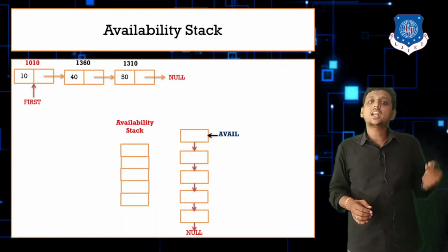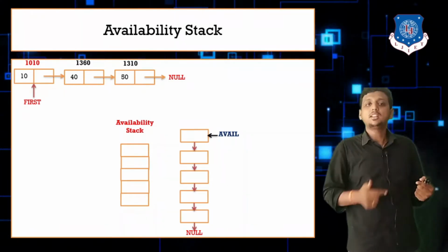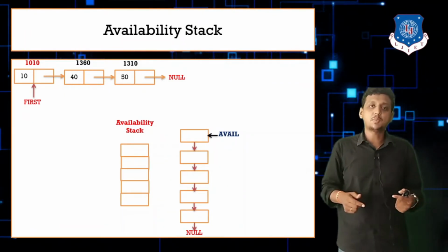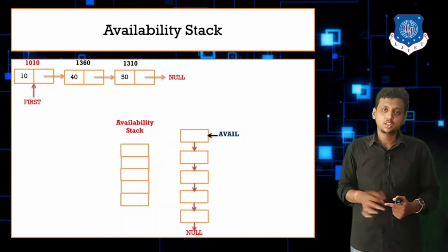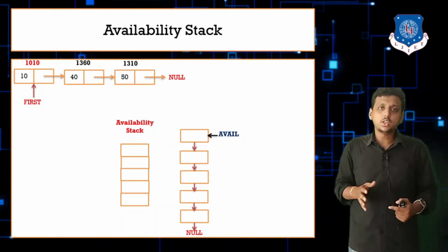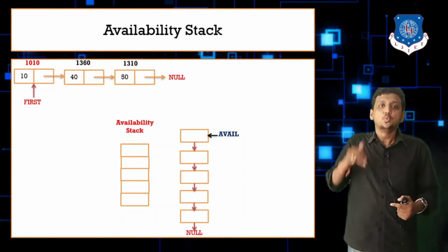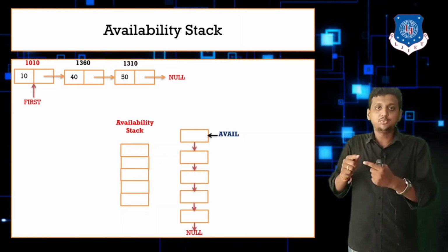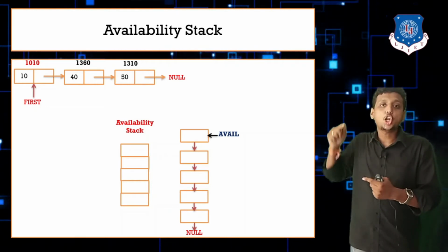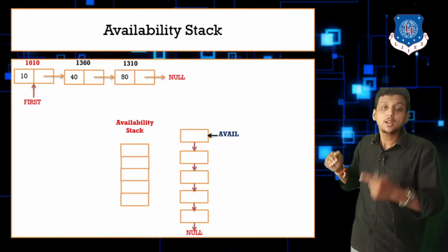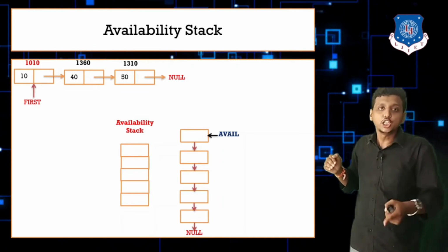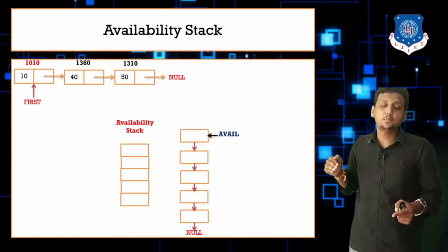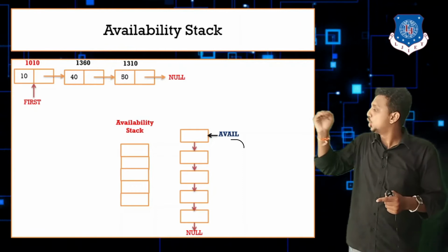So you cannot write like this. Can you directly decrement the avail pointer like avail is equal to avail minus minus? No, you cannot do that. What you need to do is you just need to move your avail pointer. See the difference in the words. I cannot decrement my avail pointer, but I need to move my avail pointer from the top node to the next node.